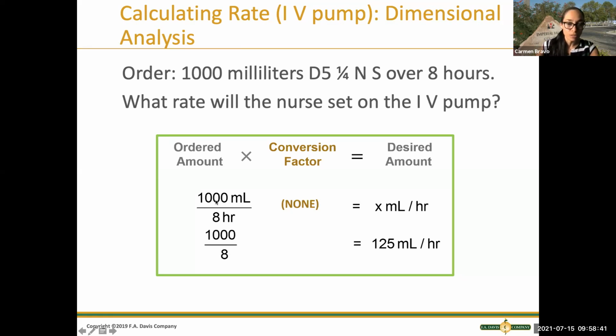So you see that is 1,000, the order, and over 8 hours. So when I'm saying what rate, remember that I'm talking about mLs per hour, right? Because I'm setting this in a pump. So I'm looking for mLs per hour. So really, I don't have to cancel anything out because I already have my mLs per hour, right? I don't need to put anything on my conversion factors because I already have it here. So all I have to do is divide the 1,000 over 8, which is going to be 125 mLs per hour. Okay? You guys are clear with that?